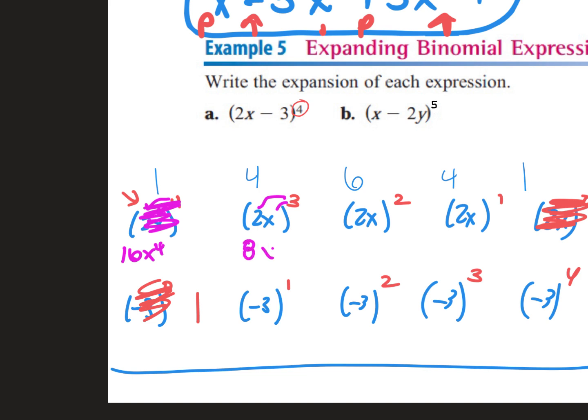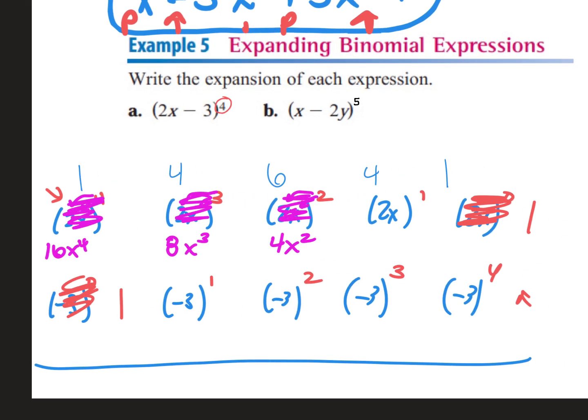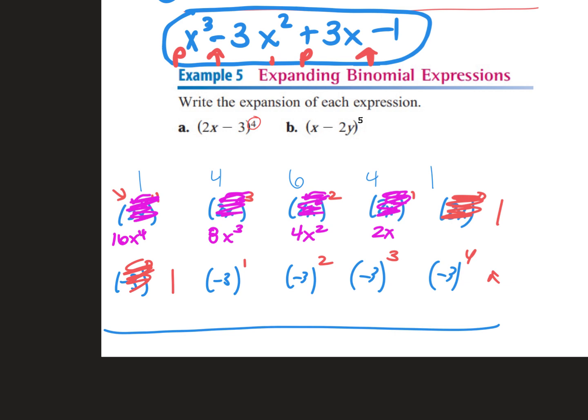So this is really 8x cubed. This 2 goes to the 2 and to the x, so this is 4x squared. This 1 goes to the 2 and to the x, so this is 2x. So now we don't really have to think anymore about our exponents. We can just go ahead and look at the coefficients.